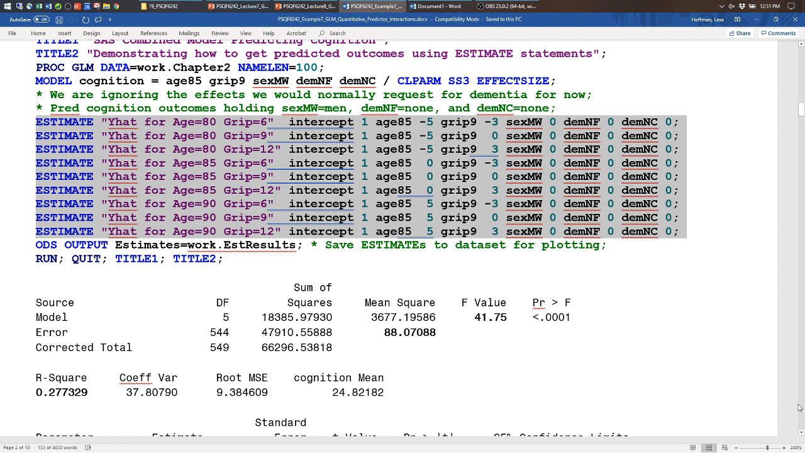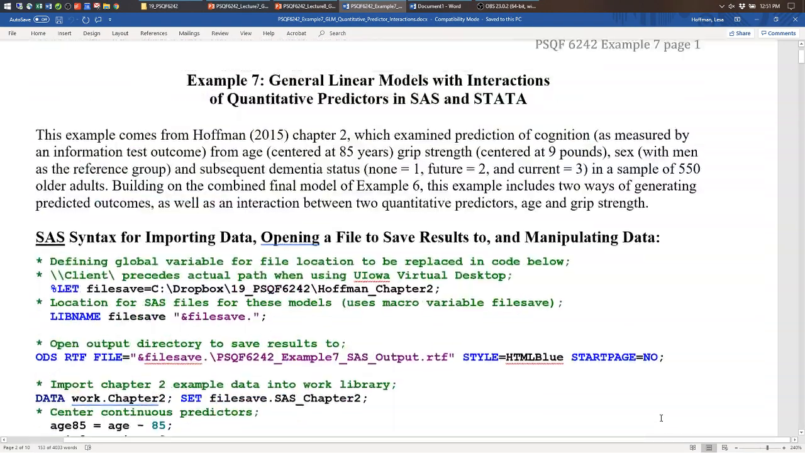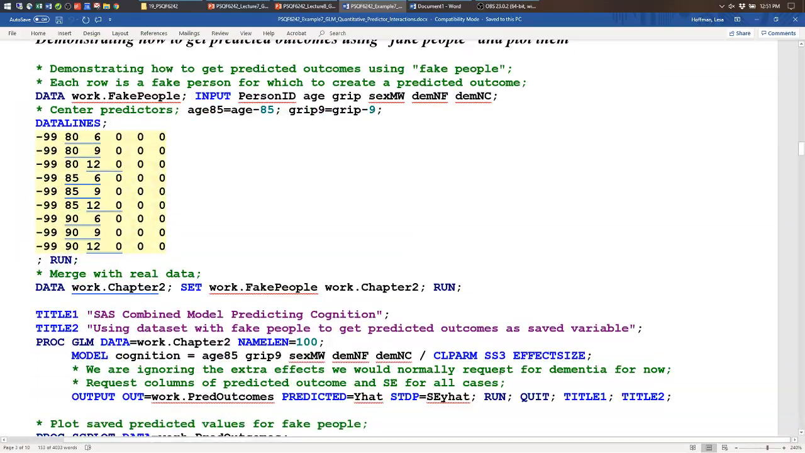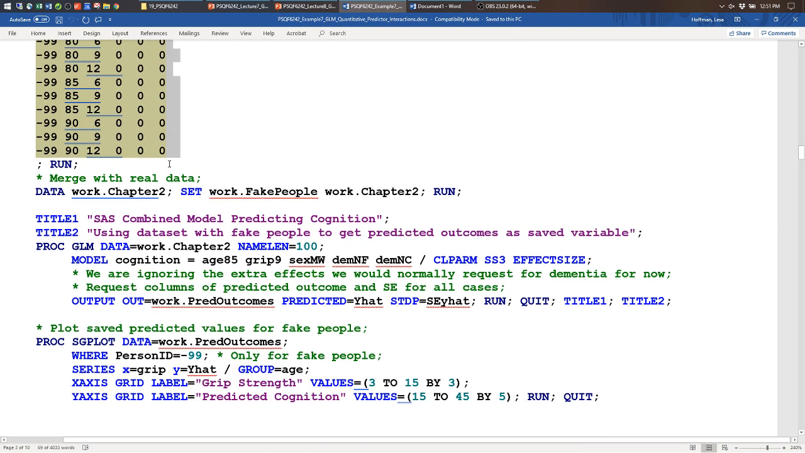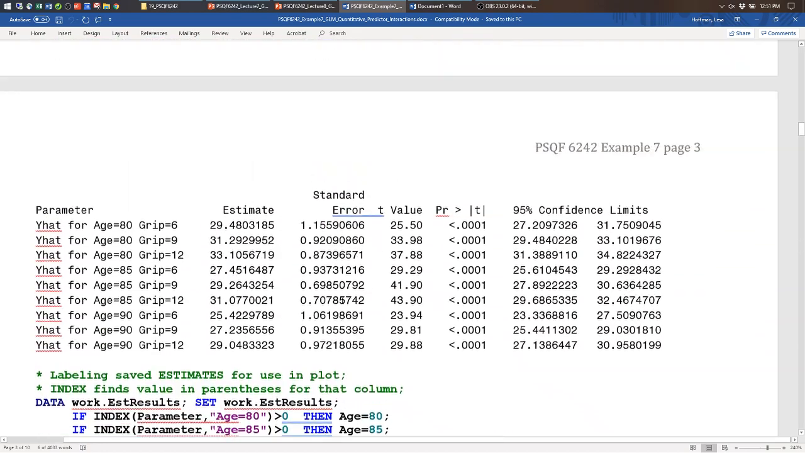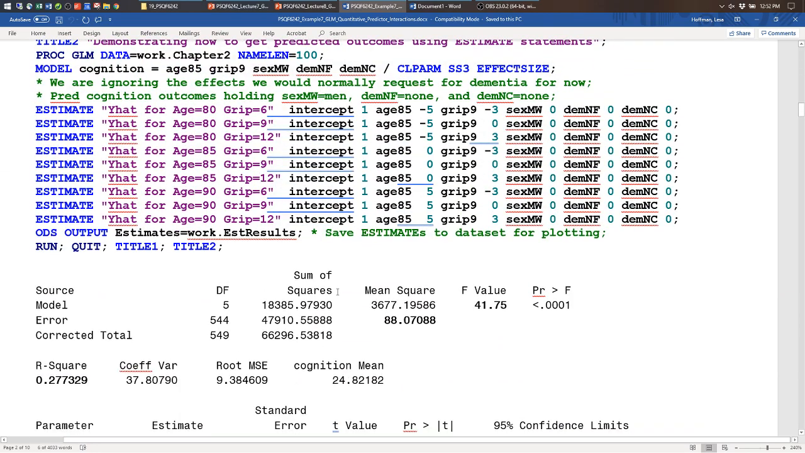That's why I slightly prefer fake people, but that requires a little bit more coding. Fake people requires you to create fake cases, add them, save them to a data set, merge the data set, and then run the model on the combined data set and add a line of code that asks for predicted outcomes. So on your very last homework, I don't care which way you do it, but you have to do it through code because I'm asking for standard errors. Calculating stuff by hand is a bad idea. The computer's better at it. Let it do it.